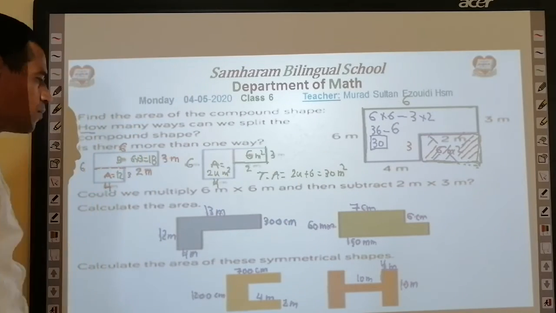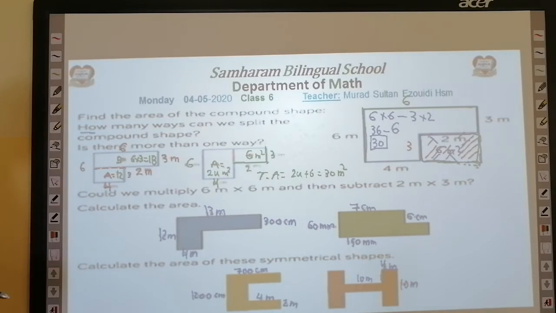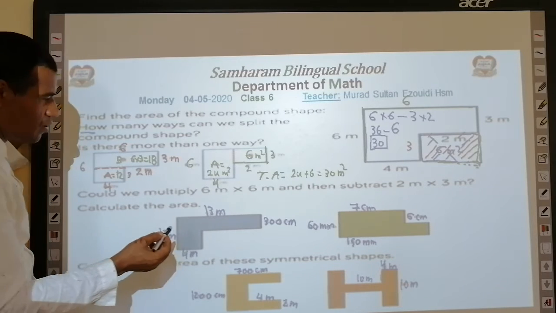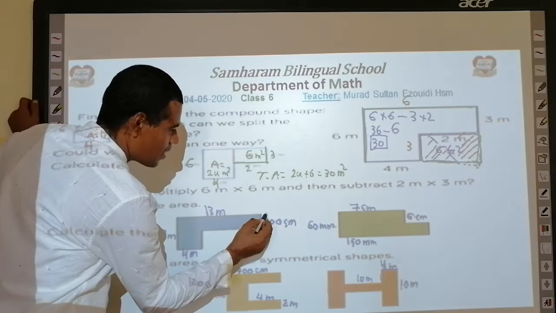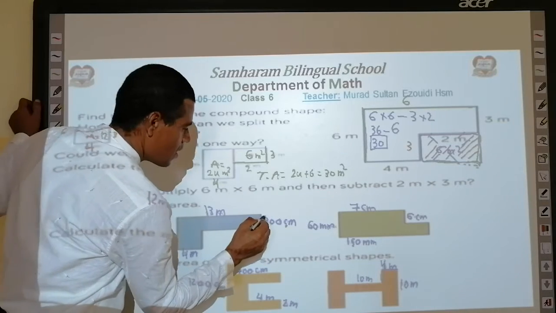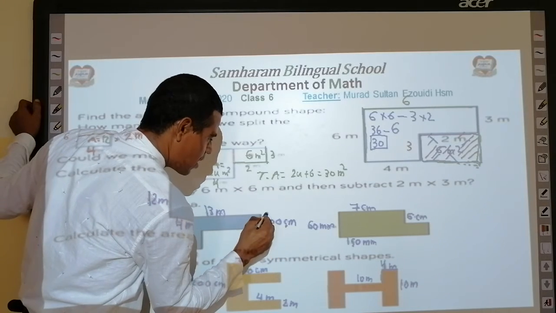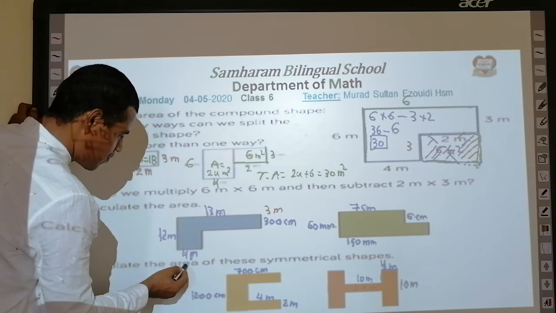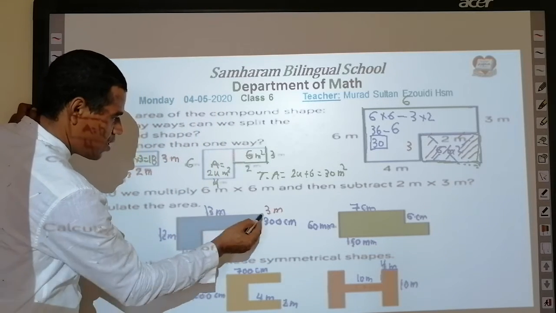Okay, so let's do the first one. Who can read? Find or calculate the area of this shape. This is 300 centimeter. I will divide by 100, I will write it as 3 meter only. Because it's 12 meter, 4 meter, 13 meter, and 3 meter.